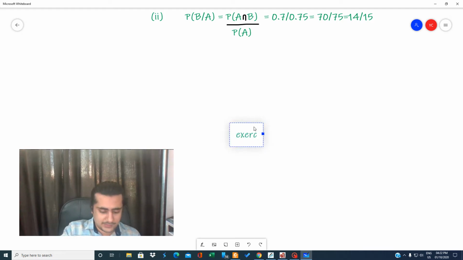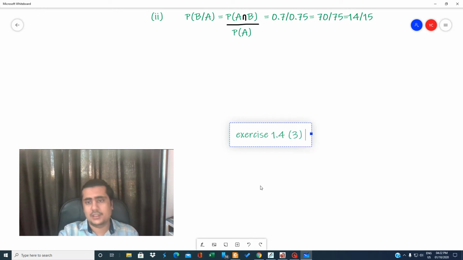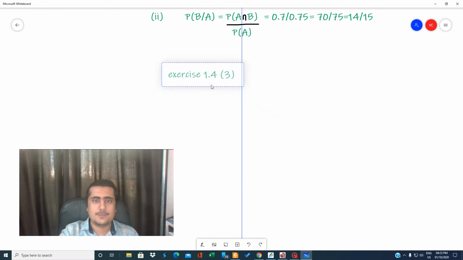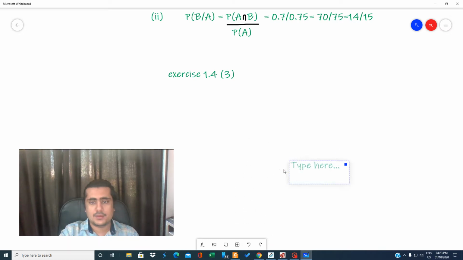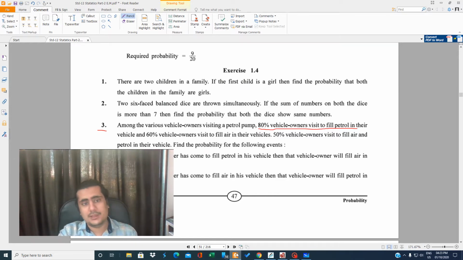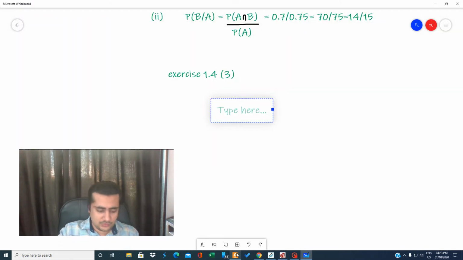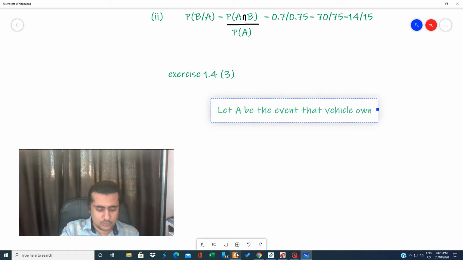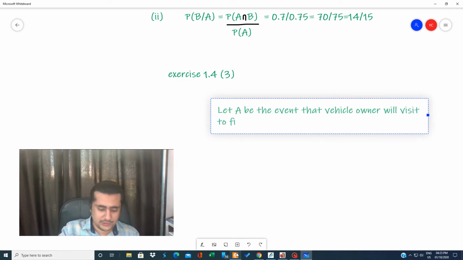This is exercise 1.4, sum number 3. What is the question? 80% of vehicle owners visit to fill petrol in the vehicle. So we'll assume, let A be the event that the vehicle owner will visit to fill petrol. Now this is your event A.